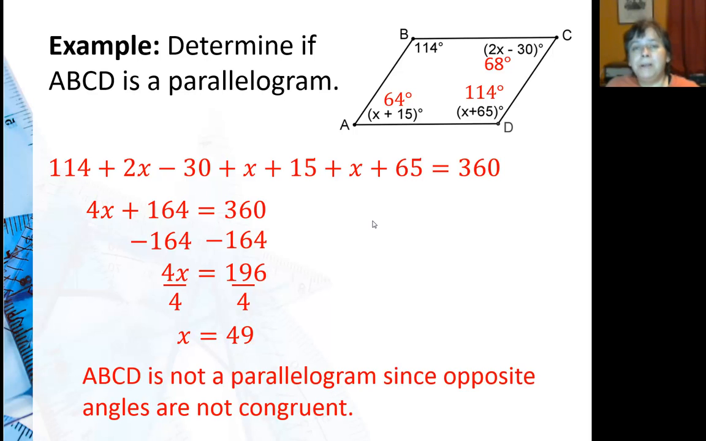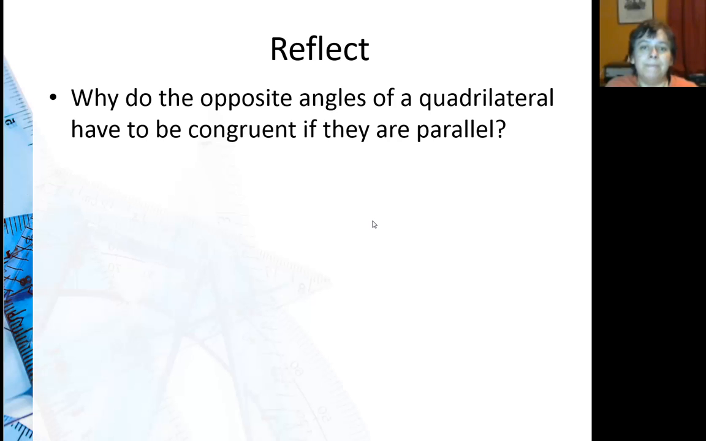ABCD is not a parallelogram since the opposite angles are not all congruent. I would have to have the same answer for angle A as angle C. So for further reflection, why do the opposite angles of a quadrilateral have to be congruent if the opposite sides are parallel?